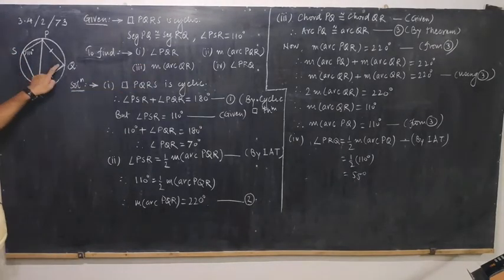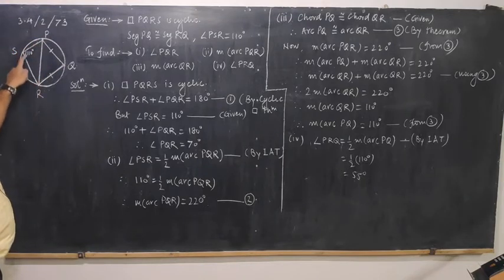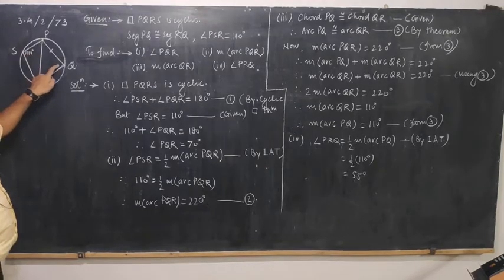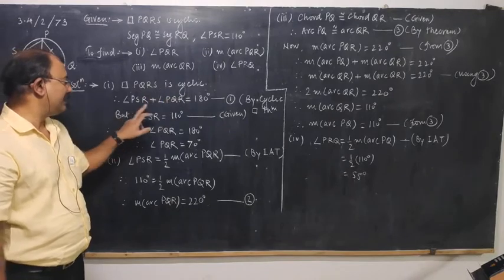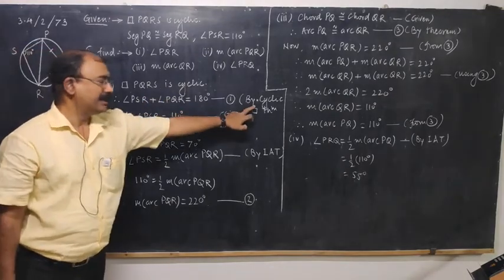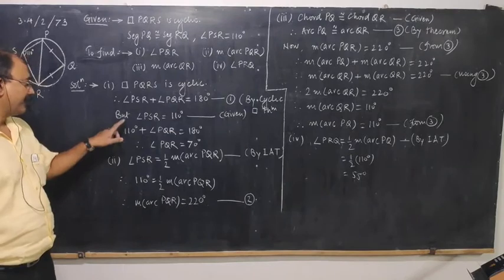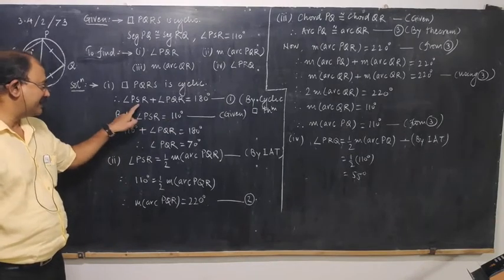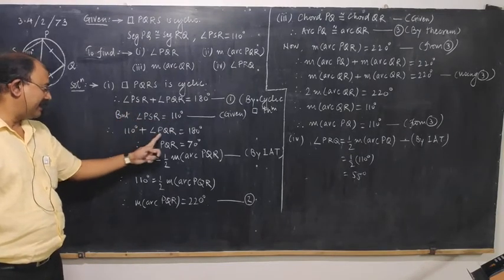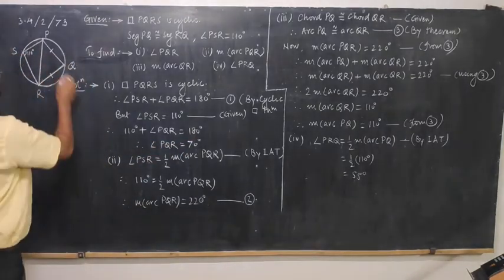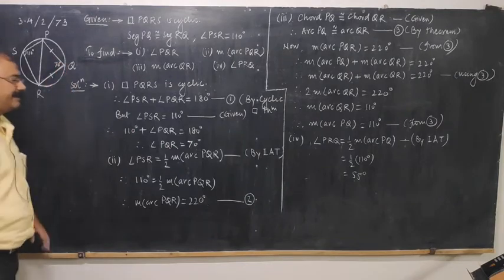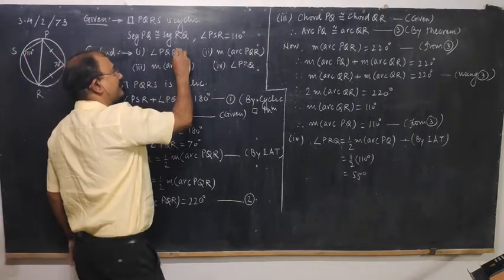Angle PQR, this angle. Now we know that quadrilateral PQRS is a cyclic quadrilateral, therefore opposite angles are supplementary. So if this is a 110 degree angle, this has to be 70 degrees. Quadrilateral is cyclic, therefore opposite angles are supplementary by the cyclic quadrilateral theorem. But the measure of angle PSR is 110, this is given. So put here, you will get 110 plus angle PQR is equal to 180 degrees, PQR is equal to 70 degrees. So this angle came out to be 70 degrees. So we have calculated the first answer.